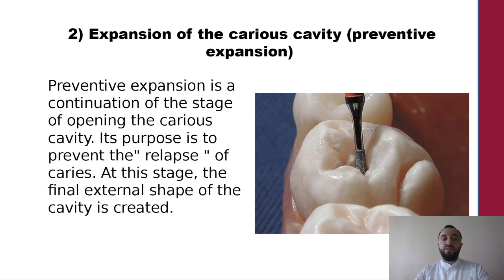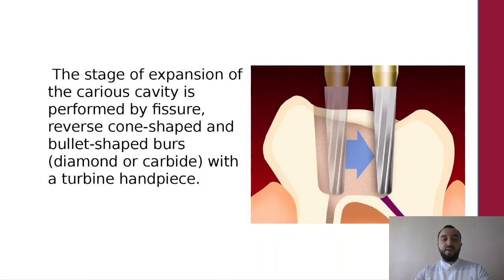2. Expansion of the carious cavity. Preventive expansion is the continuation of the stage of opening the carious cavity. Its purpose is to prevent the relapse of caries. At this stage, the final external shape of the cavity is created. The stage of expansion of the carious cavity is performed by fissure, reverse cone-shaped and bullet-shaped burs with a turbine handpiece.